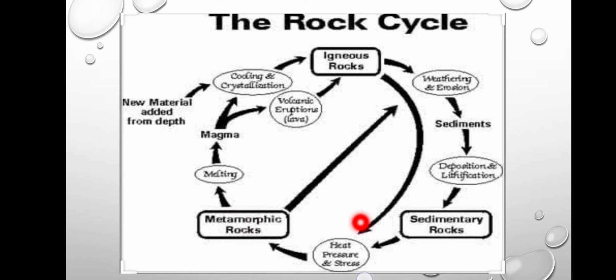Now sedimentary rocks can be directly melted and formed into igneous rocks. This can also happen. So from every angle, all three types of rocks can be formed under different processes of transformation. So this entire thing is known as the rock cycle. Now the rock cycle is a very important part of your chapter and you have to learn it properly.